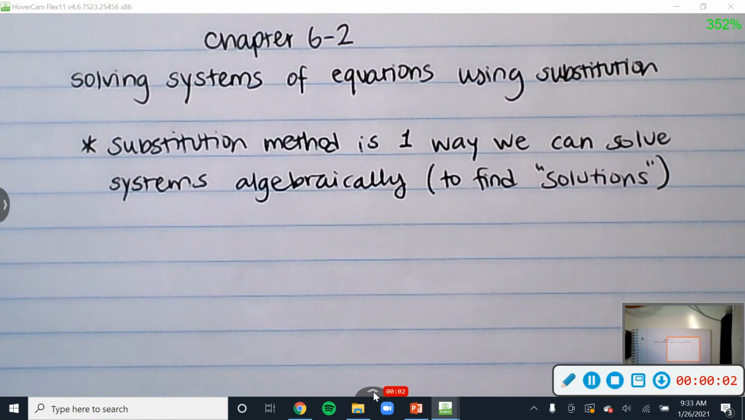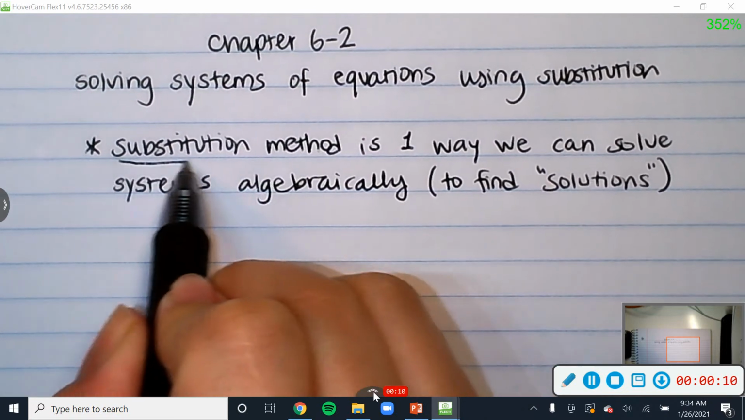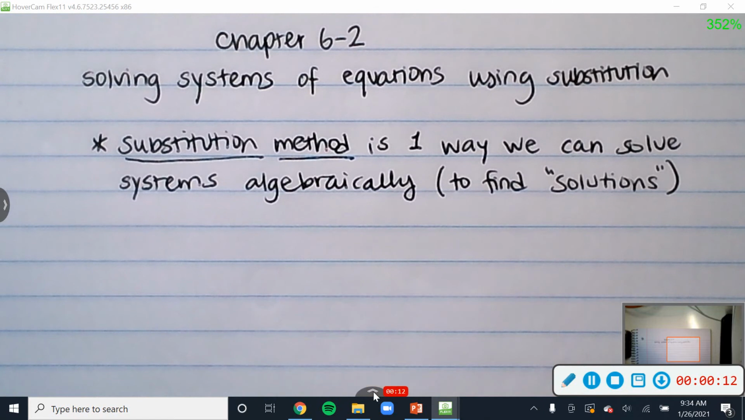So today we're going to be talking about using the substitution method in order to solve systems of equations. Substitution is one of the two main methods that we are going to learn, and these are both used to solve equations algebraically. Whenever you see a question that's asking you to find the solution to a system of equations, you can use either substitution or the other method that we are going to learn later. So right now we're just going to focus on this one.